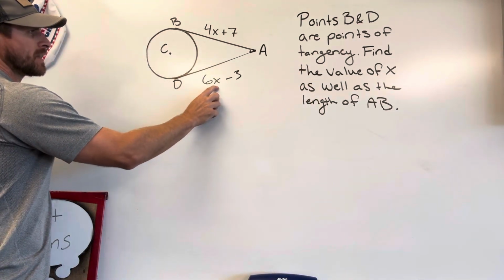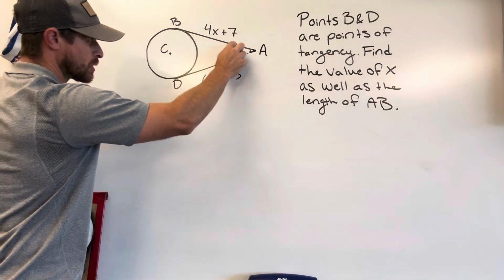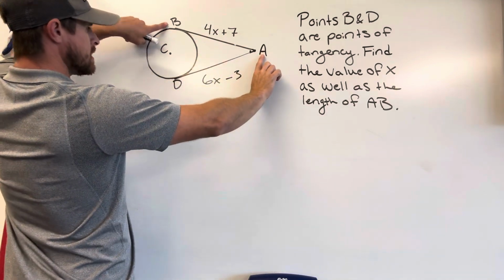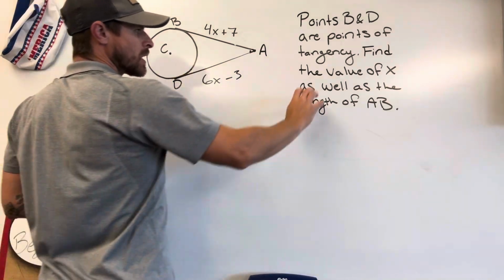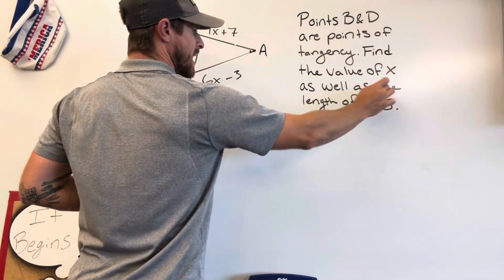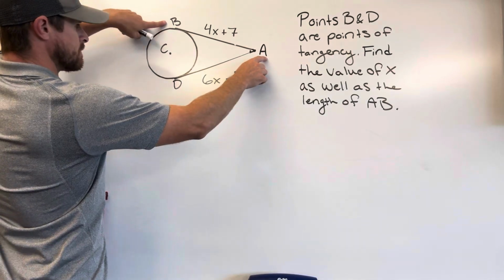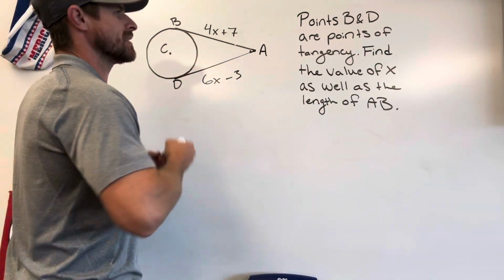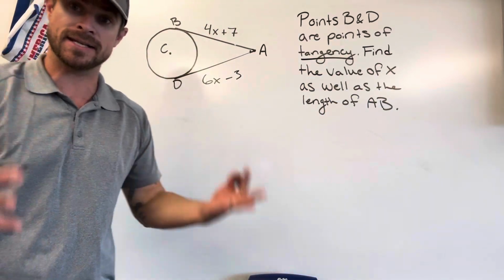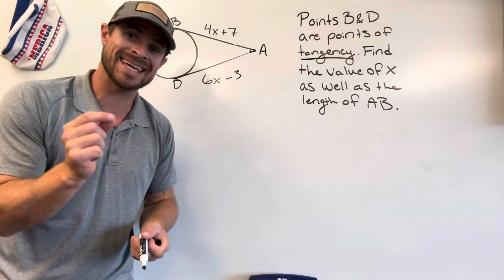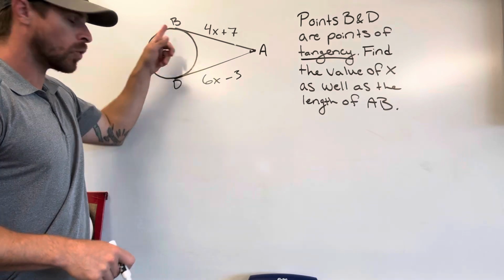So we've got an x value here and an x value there. We've got an expression, it looks like, for AB, and an expression for the distance of AD. So we're going to find the value of x as well as the length of AB. Okay, so what's important is they tell us that points B and D are points of tangency. The fact that those are points of tangency means they're only going to hit the edge of the circle one time at one point.